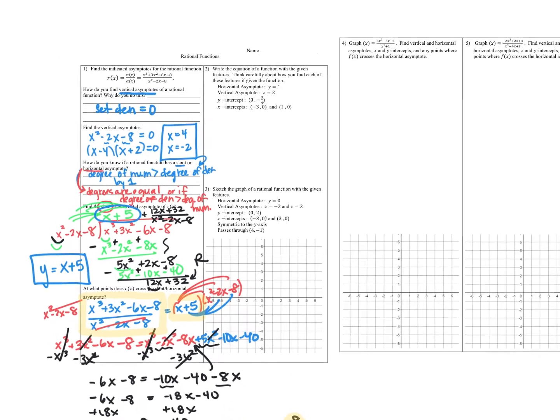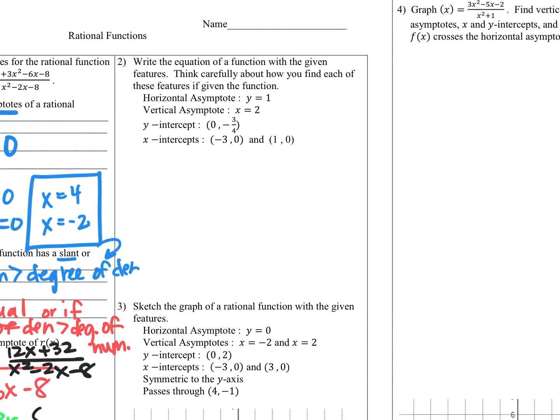Moving along here, number 2 wants us to write an equation of a function with the given features. So let's think carefully about how we find these. A horizontal asymptote of y equals 1 means our lead coefficients have to be the same, and they're going to have something with a 1. A vertical asymptote of x equals 2 comes from a factor of x minus 2, and that's happening in the denominator, because that's when we're undefined.